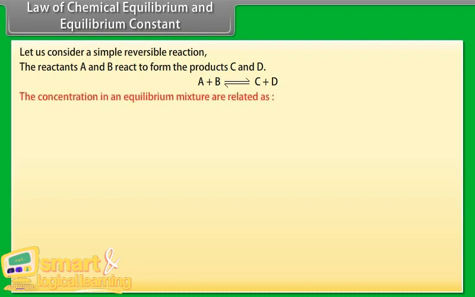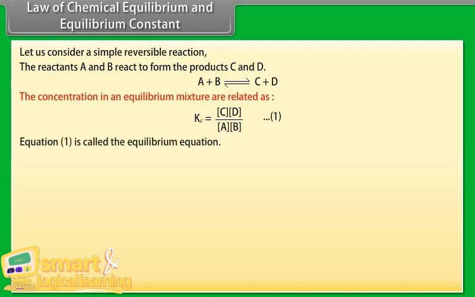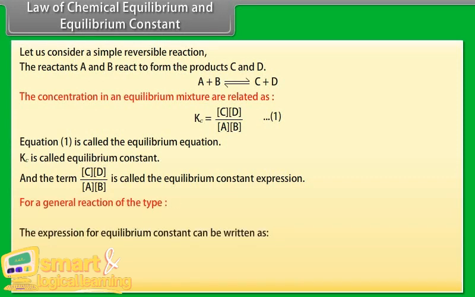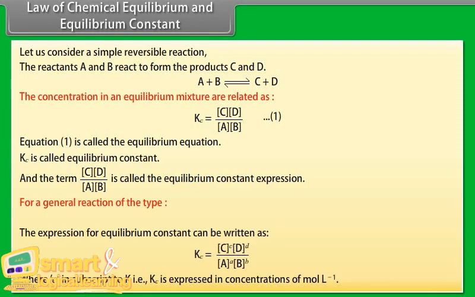The concentrations in an equilibrium mixture are related as. Name it as equation 1. Equation 1 is called the equilibrium equation. Kc is called the equilibrium constant, and the term is called the equilibrium constant expression. For a general reaction of the type, the expression for equilibrium constant can be written as, where c is a subscript to K. That is, Kc is expressed in concentration of mole per liter.